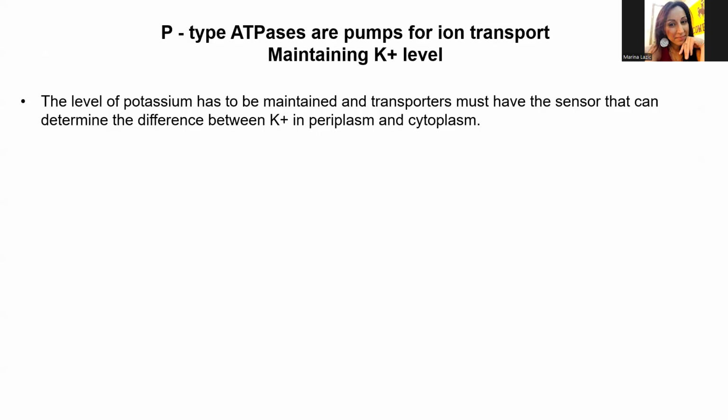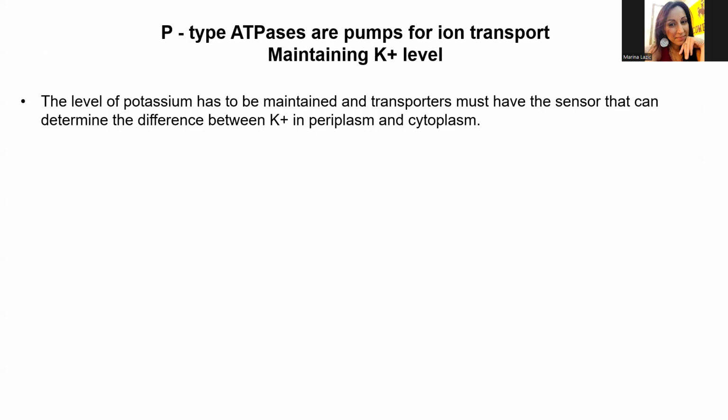The way it's maintained means that those transporters must have some sense of how to detect whether they need to be phosphorylated or dephosphorylated. They will change state from E1 to E2 depending on the level of potassium. So they have to have some sensor.